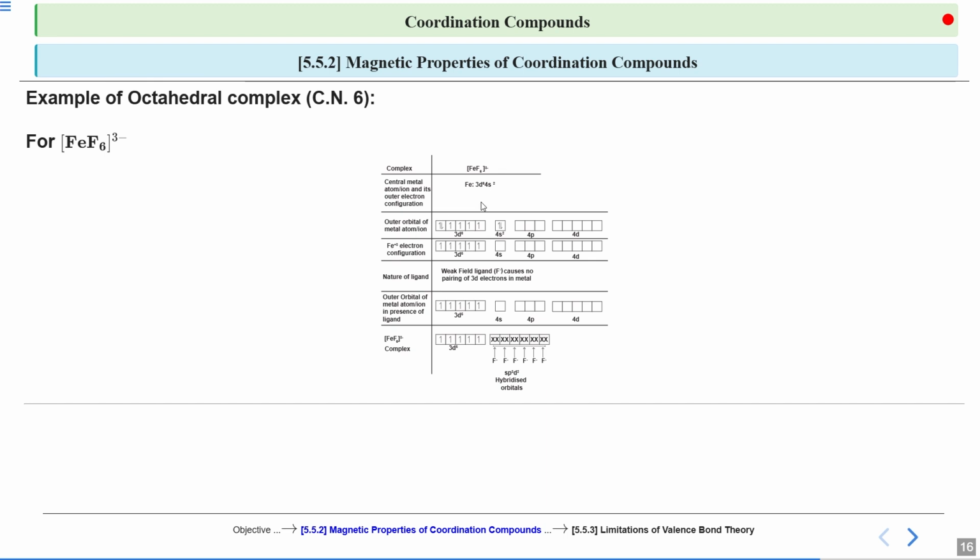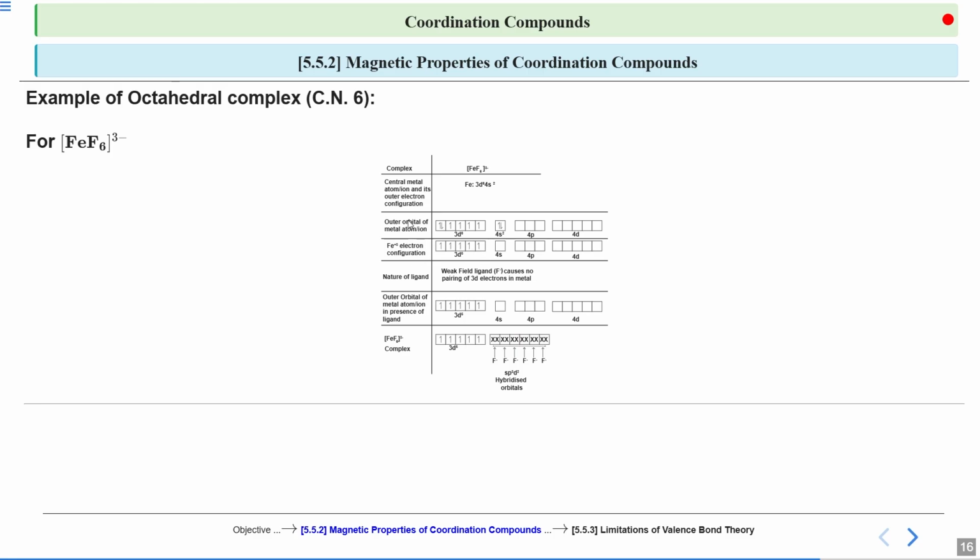Okay, its configuration is going to be 3d6 4s2. Now the outer orbitals of the metal atom or ion are going to be arranged in this manner for the 3d6, that is 4 unpaired electrons and 1 paired electron, right? And 4s2, 4p, 4d. Okay, why are we considering so many extra orbitals, 4p and 4d? Because the coordination number is 6. That means we need 6 empty metal orbitals, d orbitals, or you can say empty orbitals, for the electron donation by the ligands for the bonding.